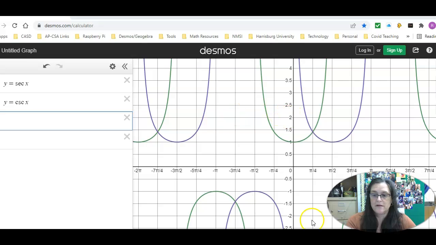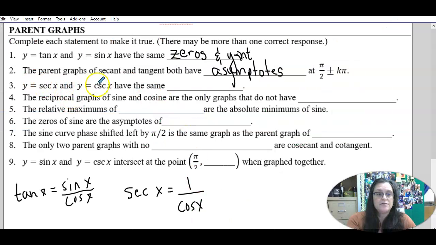And then another comparison we can make between secant and cosecant is their range. The domain is different because their asymptotes are at different locations, but they have the same range because they have the same gap in between their extrema. So the range for both is -infinity to -1, union, 1 up to +infinity. So secant and cosecant have the same range as well as the same magnitude of their extrema.